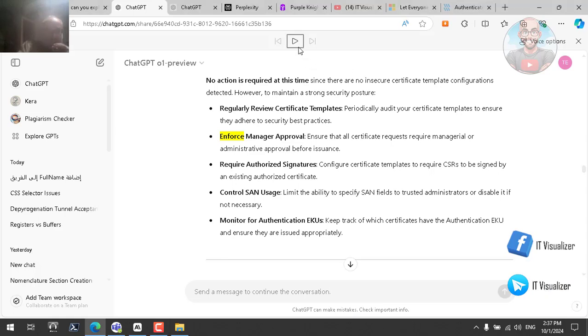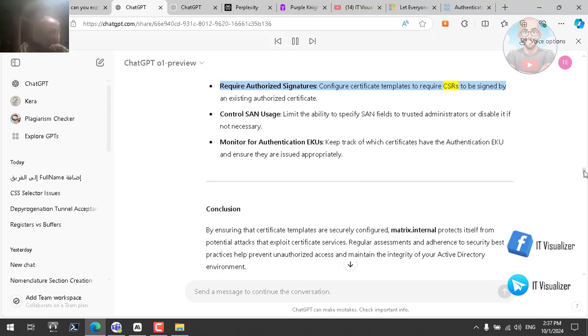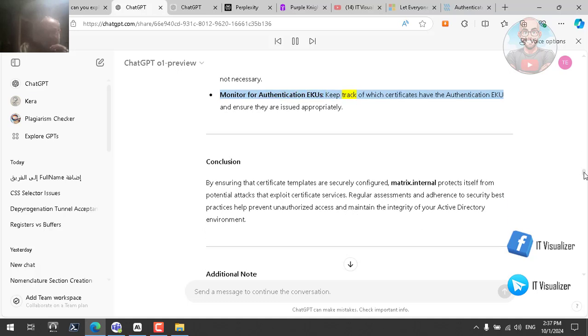So let's continue, guys. Enforce manager approval. Ensure that all certificate requests require managerial or administrative approval before issuance. Require authorized signatures. Configure certificate templates to require CSRs to be signed by an existing authorized certificate. Control SAN usage. Limit the ability to specify SAN fields to trusted administrators or disable it if not necessary. Monitor for authentication EKUs. Keep track of which certificates have the authentication EKU and ensure they are issued appropriately. Conclusion.